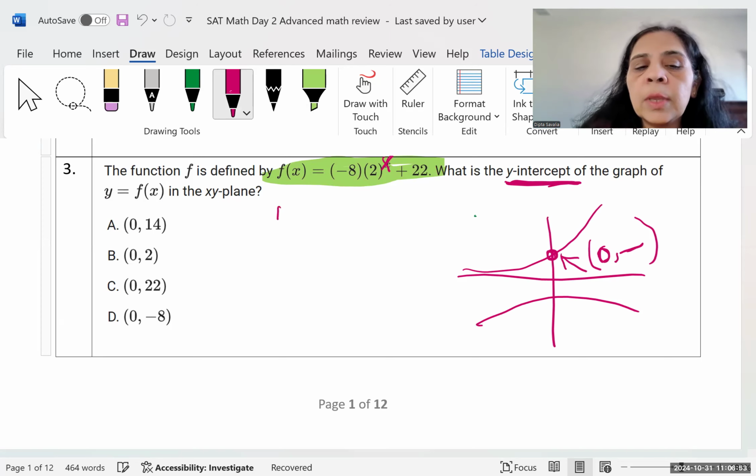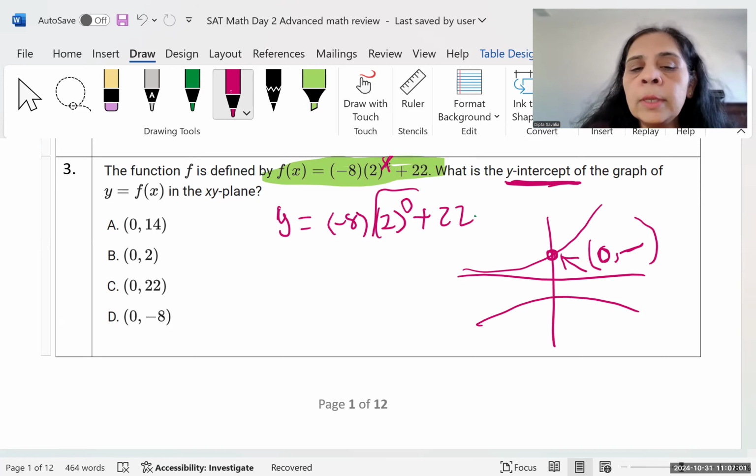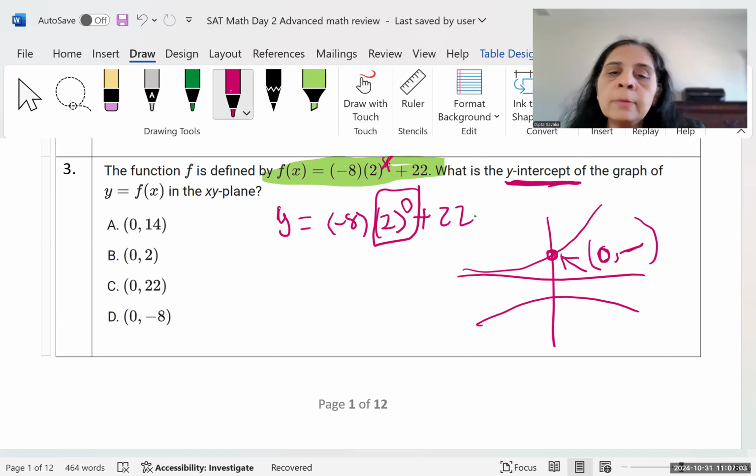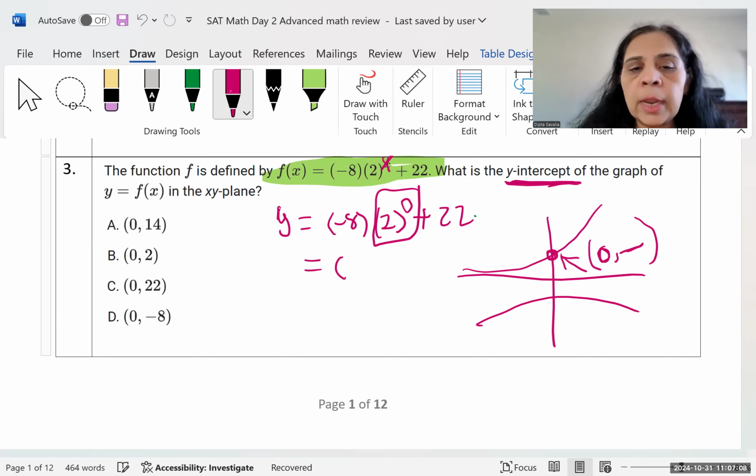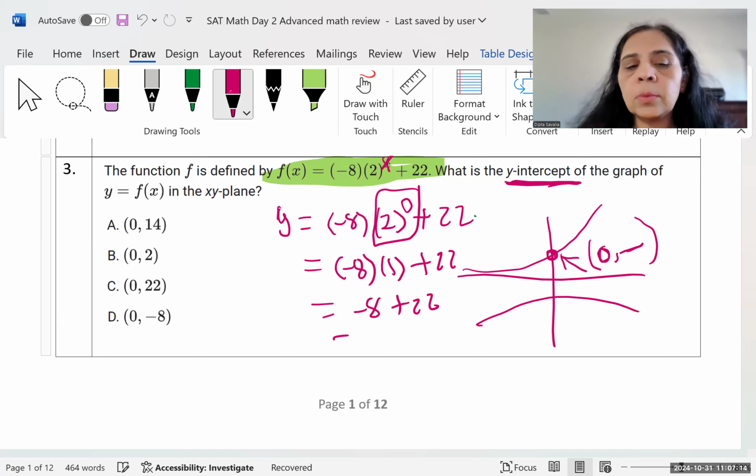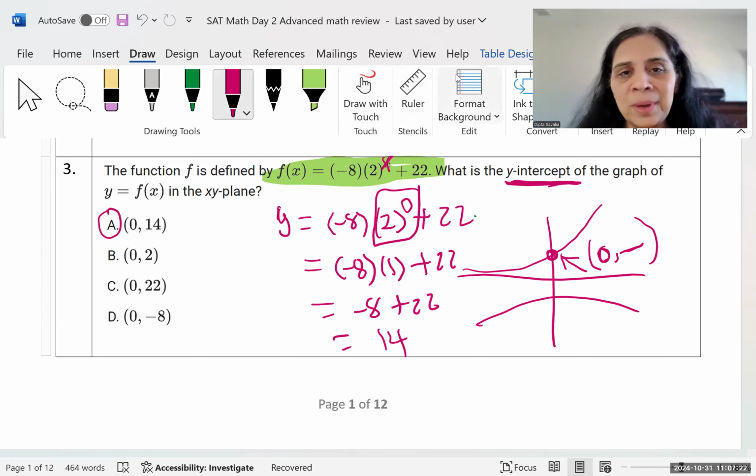Now look at this. We can see that y equals -8 times 2 to the power 0, plus 22. What does this mean? If we have a 0 power with any base, the answer is always 1. So -8 times 1 plus 22 is what? We get -8 plus 22, which is 14. So that's your answer. But let me show you on the calculator as well.